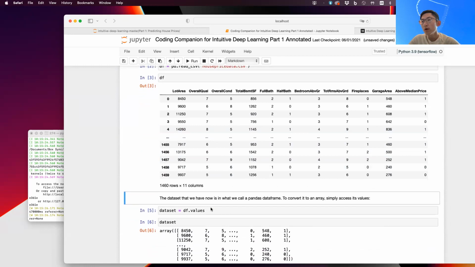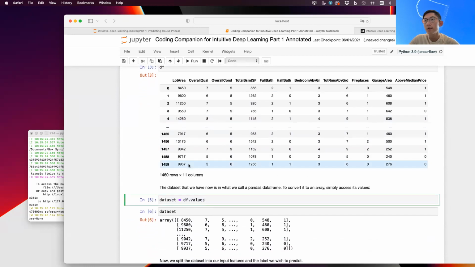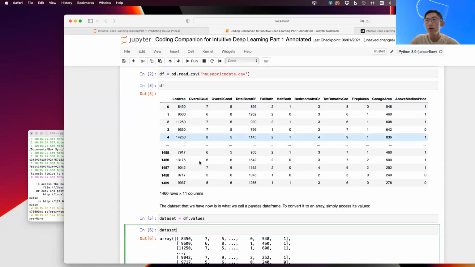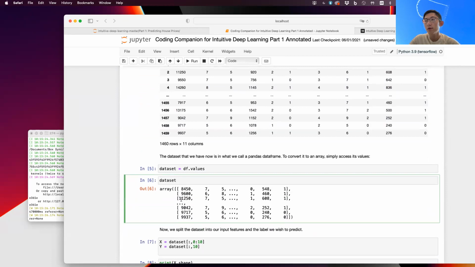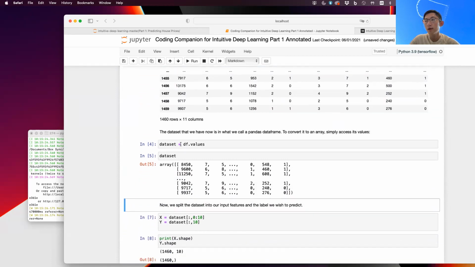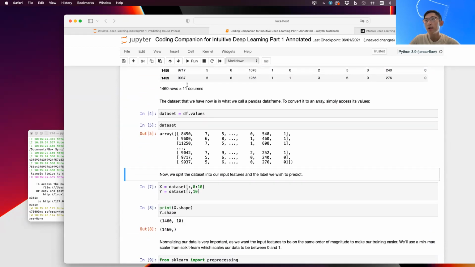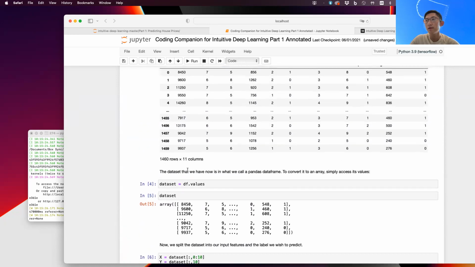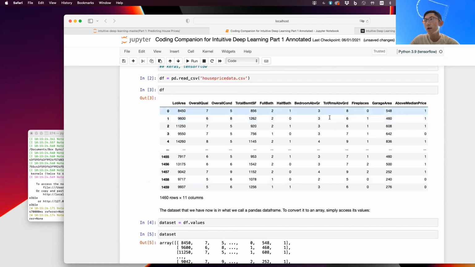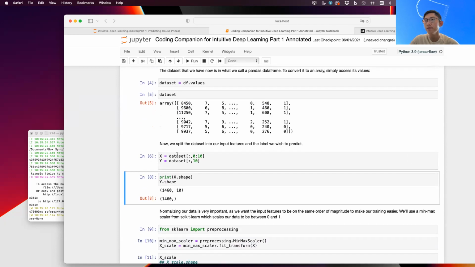And so we can convert this data set into a matrix. We do not want the data frame structure, we only want to keep the numeric values. For example, this is the corresponding matrix, and we split the data into the input features and labels. In Python, the index starts from 0, so your X is basically the first 10 columns, and your last column is the outcome, above median price. So this is a binary outcome of interest, saved in Y.